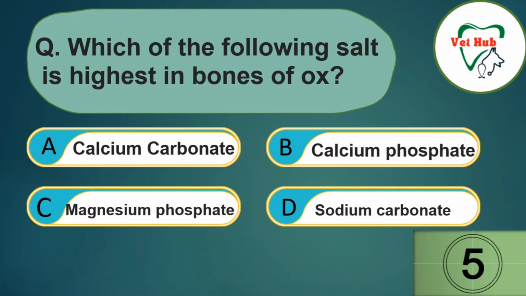And the next question is, which of the following salts is highest in the bones of ox? And the options are option A, calcium carbonate; option B, calcium phosphate; option C, magnesium phosphate; and option D, sodium carbonate. And your time begins.